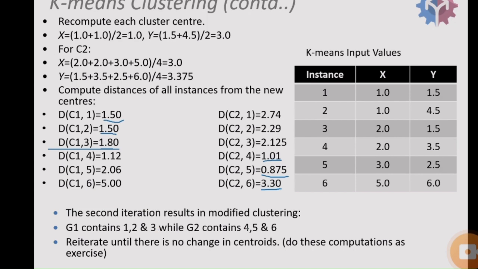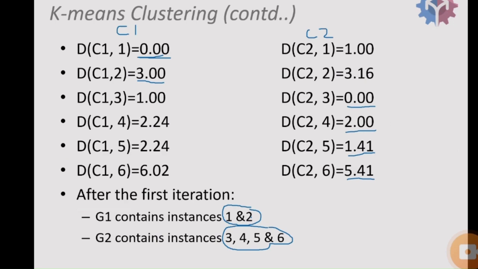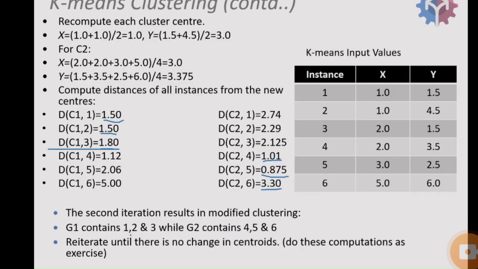But you notice that this time the cluster shape has changed. Previously it was 1, 2, and the second one was 3, 4, 5, 6. This time cluster 1 is 1, 2, 3, and the second is 4, 5, 6. Can you see that? It means that the cluster has changed. So now what you have to do is again find the cluster, and repeat.